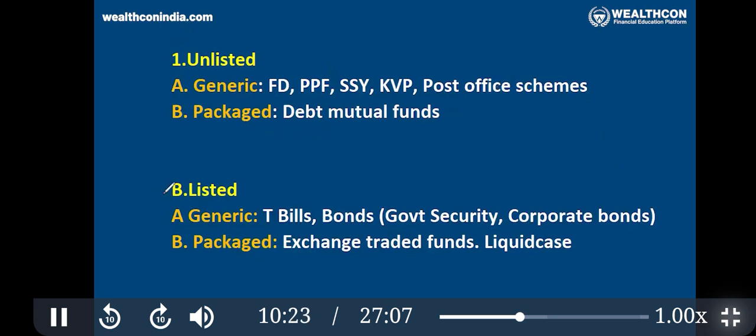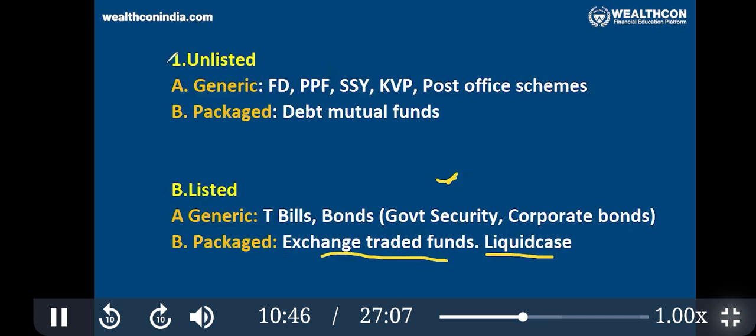Then under the listed and generic, there are T-bills, treasury bills, bonds, government securities, corporate bonds. These are listed. You can buy and sell on the stock exchange. On the stock exchange, there are package products as well. Those are called exchange traded funds. For example, Liquid BeES. There are others as well, but this is an example.